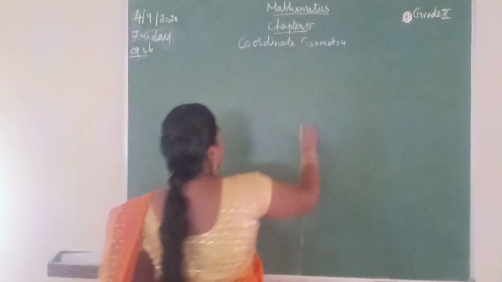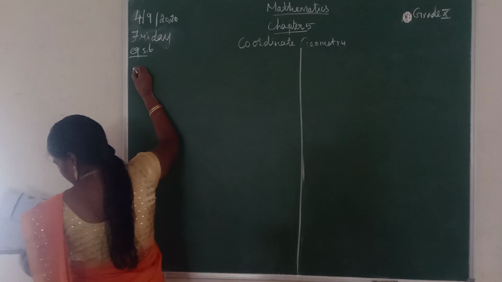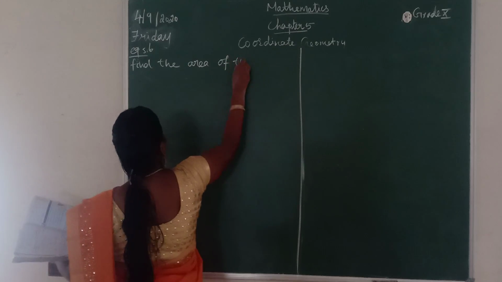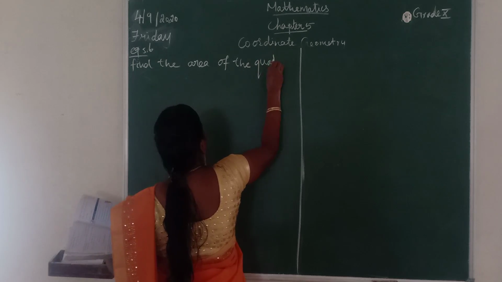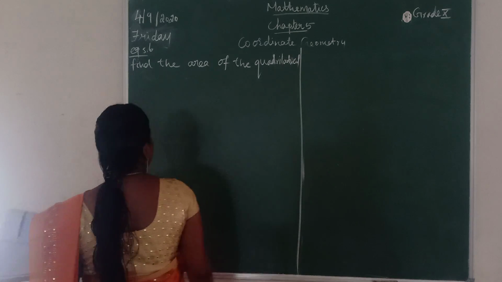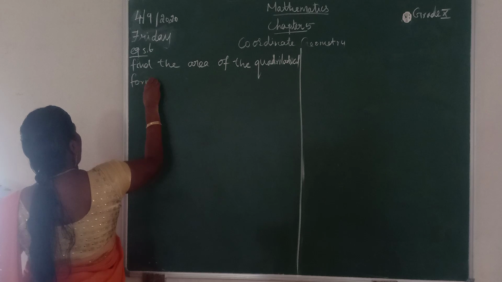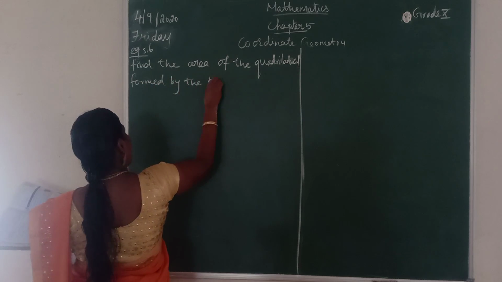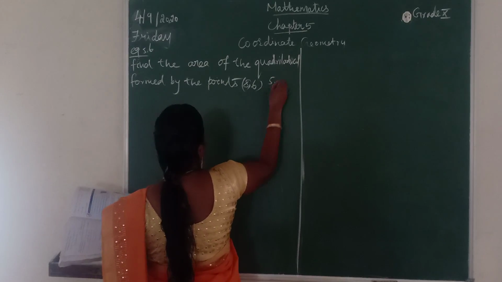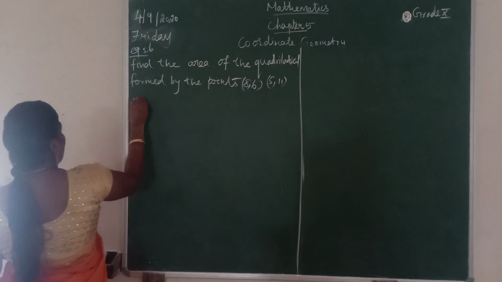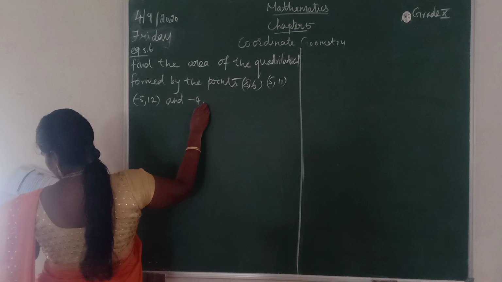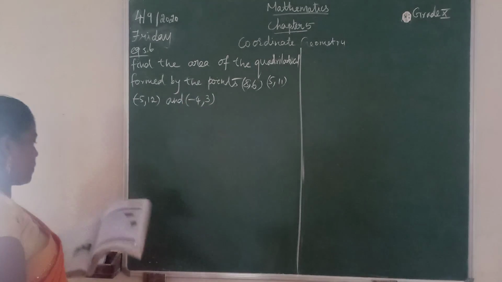Example 5.6. Find the area of the quadrilateral formed by the points (8, 6), (5, 11), (-5, 12), and (-4, 3). So we have to find the area of the quadrilateral.